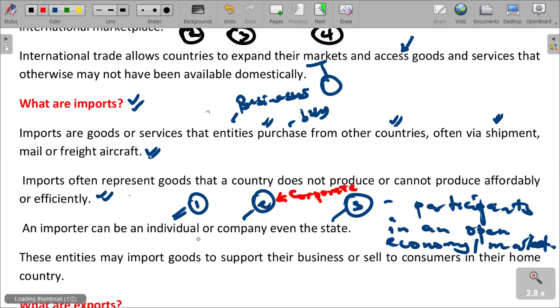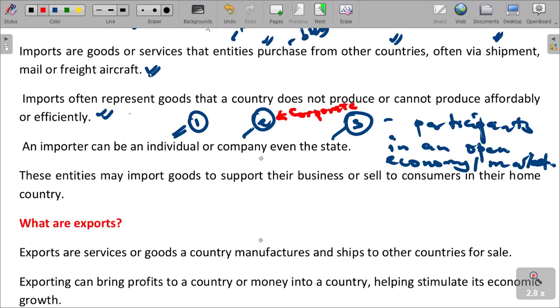We have individuals like sole traders, private companies that are running on their own. The state as parastatal is also involved. We have an example of the inter-basin water transfer scheme, for example, between South Africa and Lesotho. It is an example that we can talk about there. And then these entities may import goods to support their businesses.